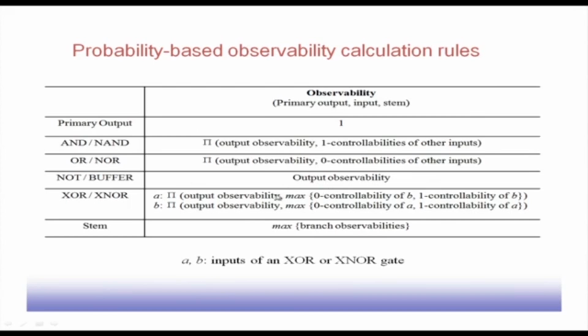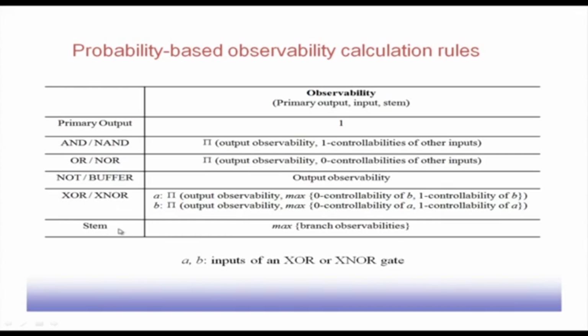That is the observability value, because if we can get the output observable, then we can just make 1 minus to get the input part. So, they are the same. Similarly, XOR and XNOR can be done, and then there is the stem part.